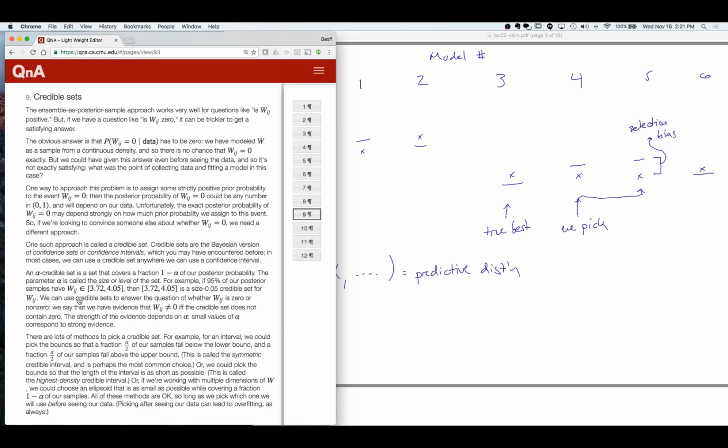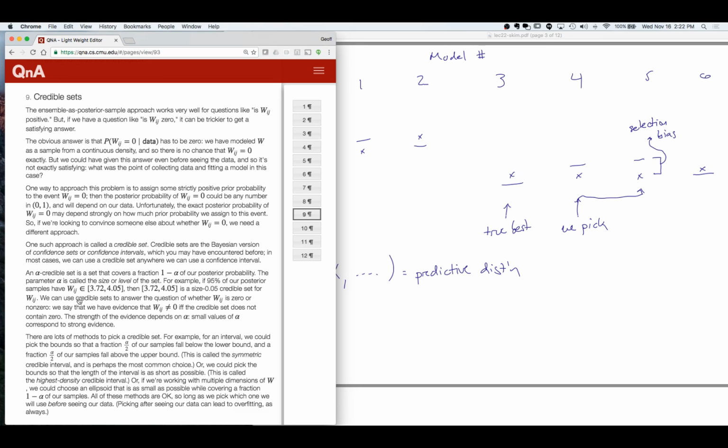And so we can use credible sets to answer the question of whether Wij is 0 or not. We'll say that we have evidence that it's non-zero if the credible set doesn't contain 0. And if the credible set does contain 0, we'll say we don't have evidence. And the strength of the evidence depends on alpha. If we have a very small value of alpha, meaning the credible set covers a lot of posterior mass, then we have strong evidence. And if we have a large value of alpha, meaning a value close to 0.5, the set doesn't cover much of our posterior, then that's weak evidence.